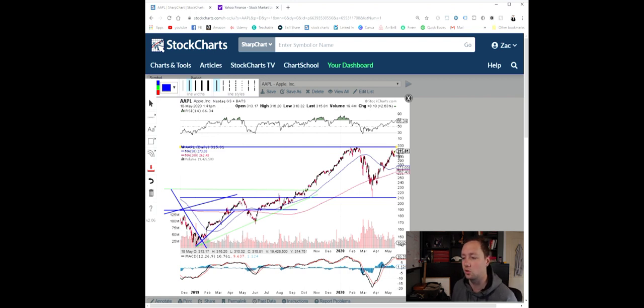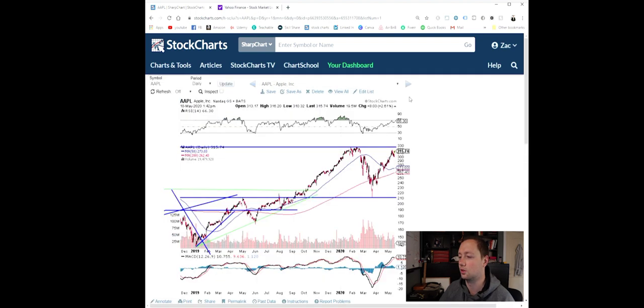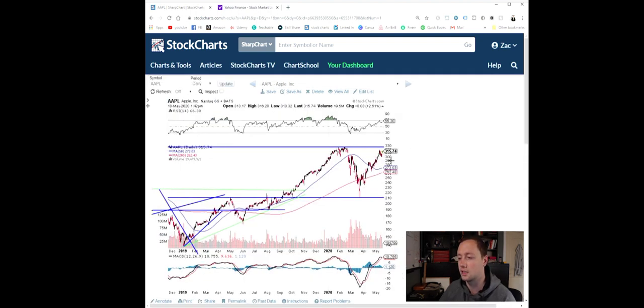So what I am looking for on Apple now is the dip or the clear break above 330. Those are the next steps for this stock. That's what I'm looking at. So that's Apple done. I don't want to touch this. I don't want to look at it again. I'm going to wait a couple days until we see what happens here.